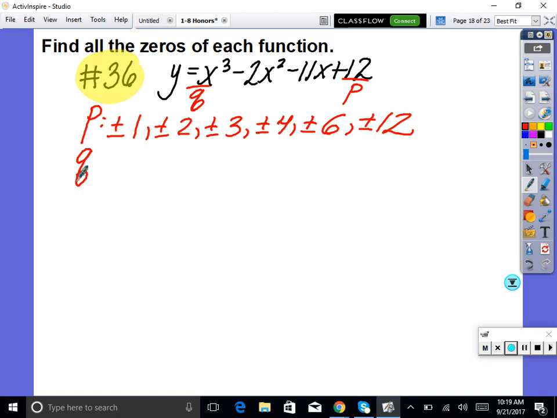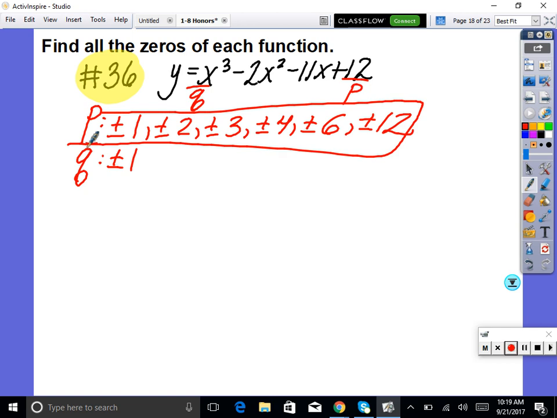And then Q. Okay, luckily, is anyone going to be mad if I'm lazy and say P over Q is just going to be all that stuff since we're dividing by 1? You're going to be mad? Okay, not mad. Okay, thank you. Okay, so now from here.